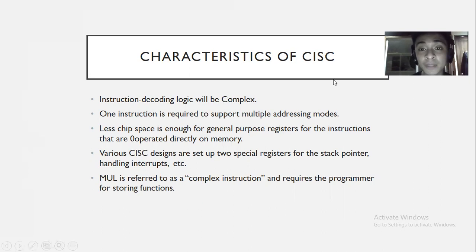One instruction is required to support multiple addressing modes. So one instruction, again with the mult. Less chip space is enough for general purpose registers for the instructions that operate directly on memory. Various CISC designs are also set up with special registers for the stack pointer, handling interrupts, etc. And mult is referred to as a complex instruction and requires the programmer to store functions. So for the mult complex instruction, it will require a programmer to actually define what mult does. This is also true for any complex instructions.